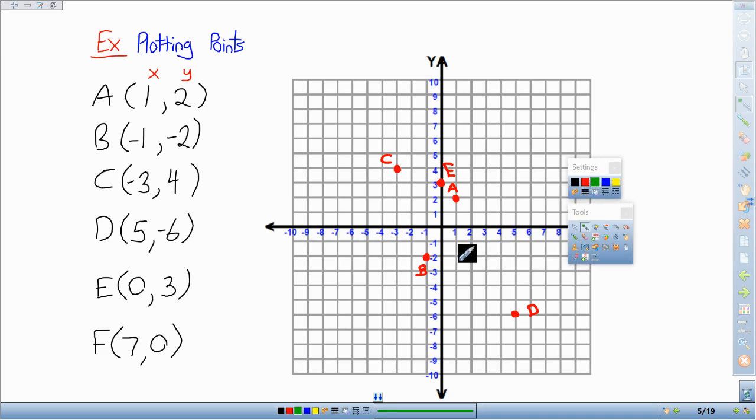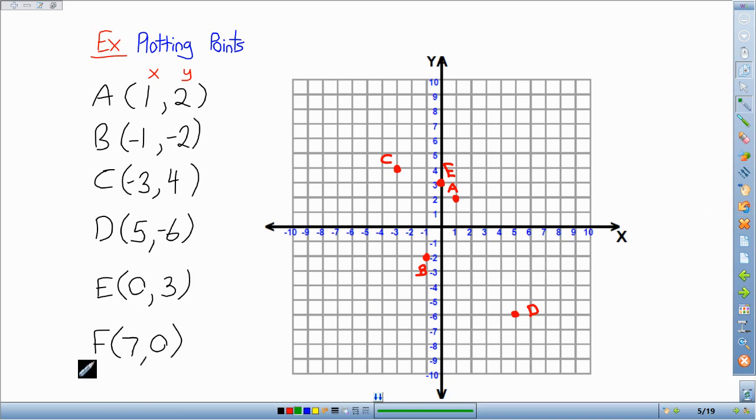Okay, just be careful. It would be really tempting to think that 0, 3 is right here. But no, that would be 3 on the x, 0 on the y. Which is kind of what we get to on this next one. F is at 7, 0. That means we're going to positive 7 on the x and then 0 on the y. We're not going up or down. So there's F.